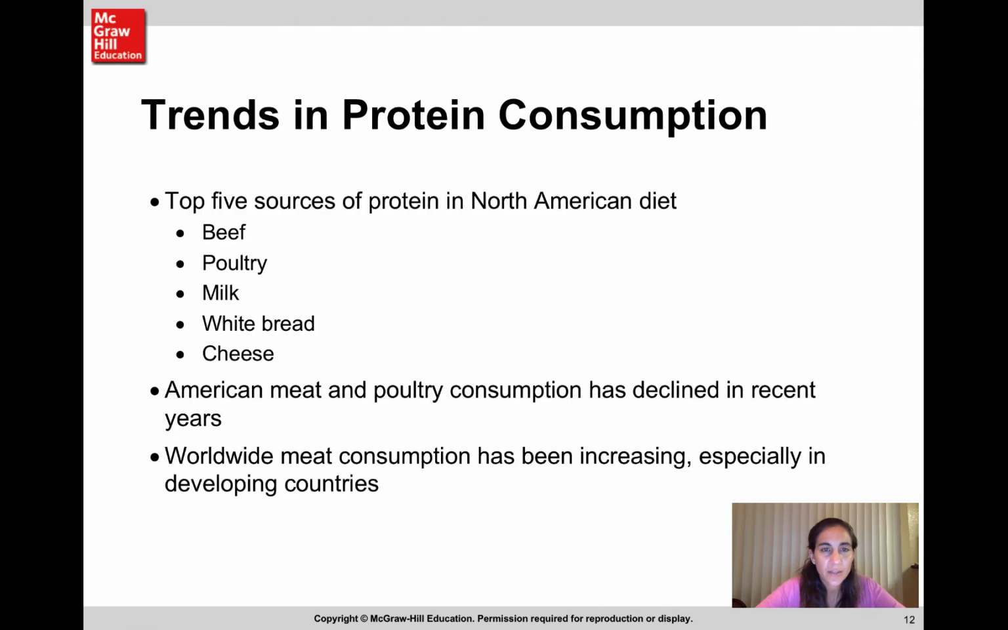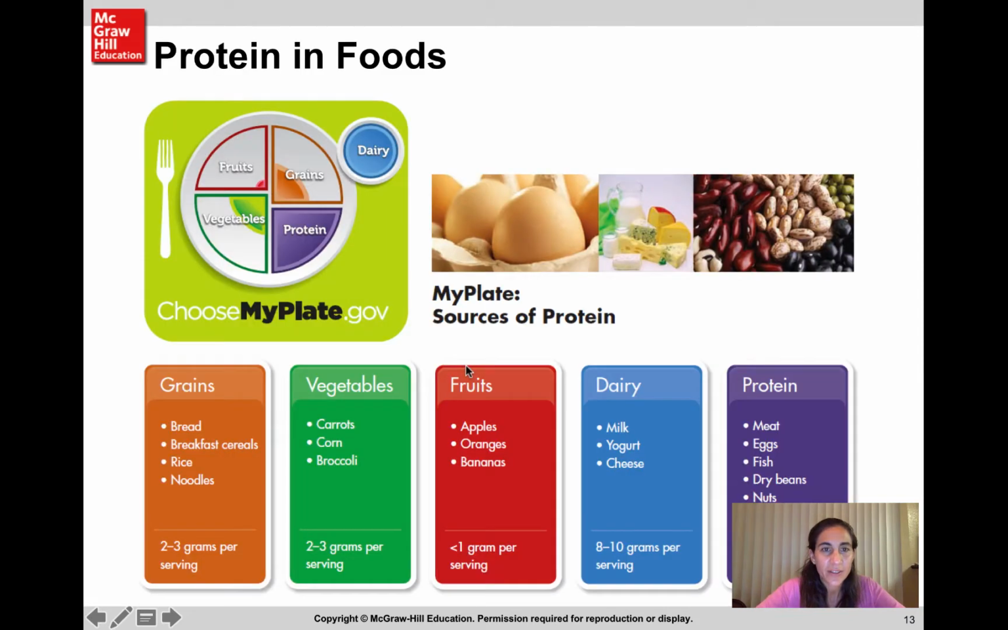So this slide talks about the trends in protein consumption in the US. You can see the top 5 sources of protein in the US diet are all animal-based protein sources versus plant-based, and we'll talk about food sources of protein, but the top 5 being beef, poultry, milk, white bread, and cheese. Meat and poultry intake, however, has declined in recent years.